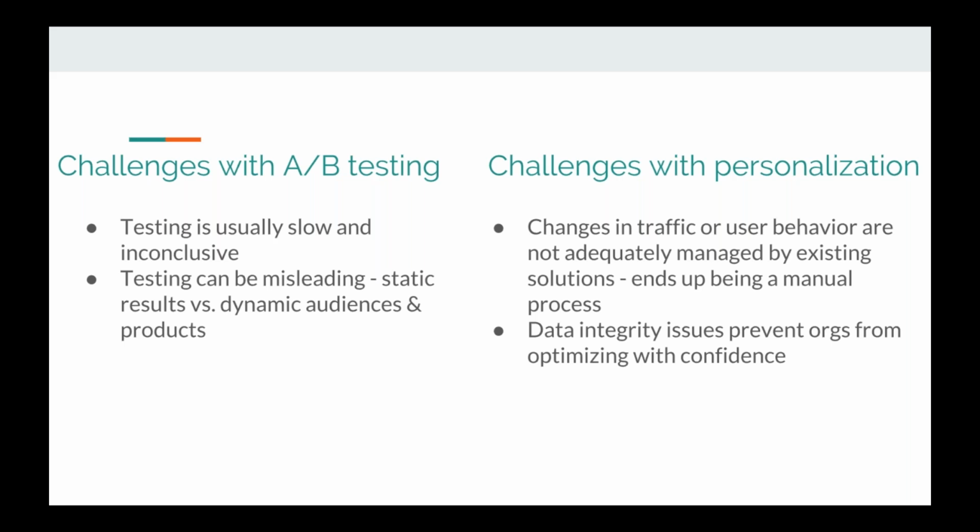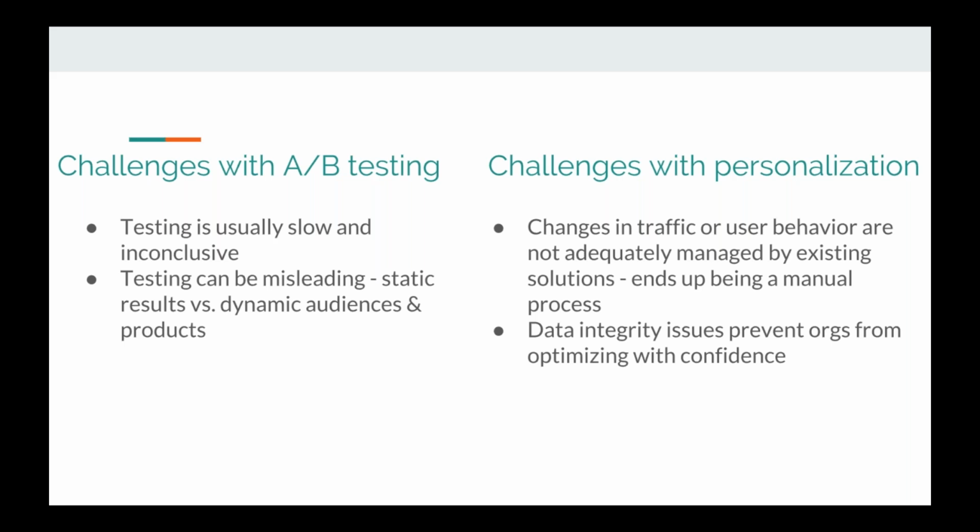Aside from that, testing can be misleading. A big challenge that we're solving and seeing a lot in the market is that tests produce static results. If variation A is the winner in May, then we're going to probably roll that out as the version of our experience that we deliver to customers throughout the rest of the year. And things change. Your market changes, your product changes, your advertising campaigns may change. So to deliver a static experience to dynamic audiences and for dynamic products can be risky.